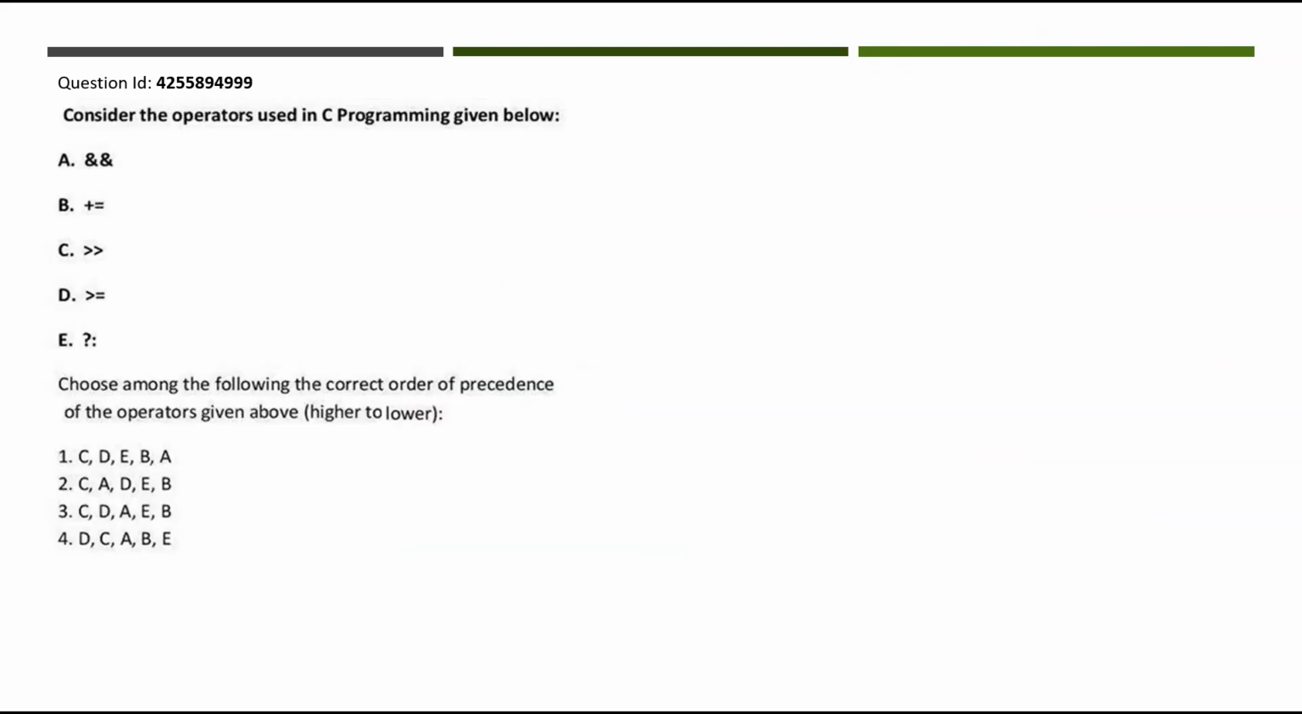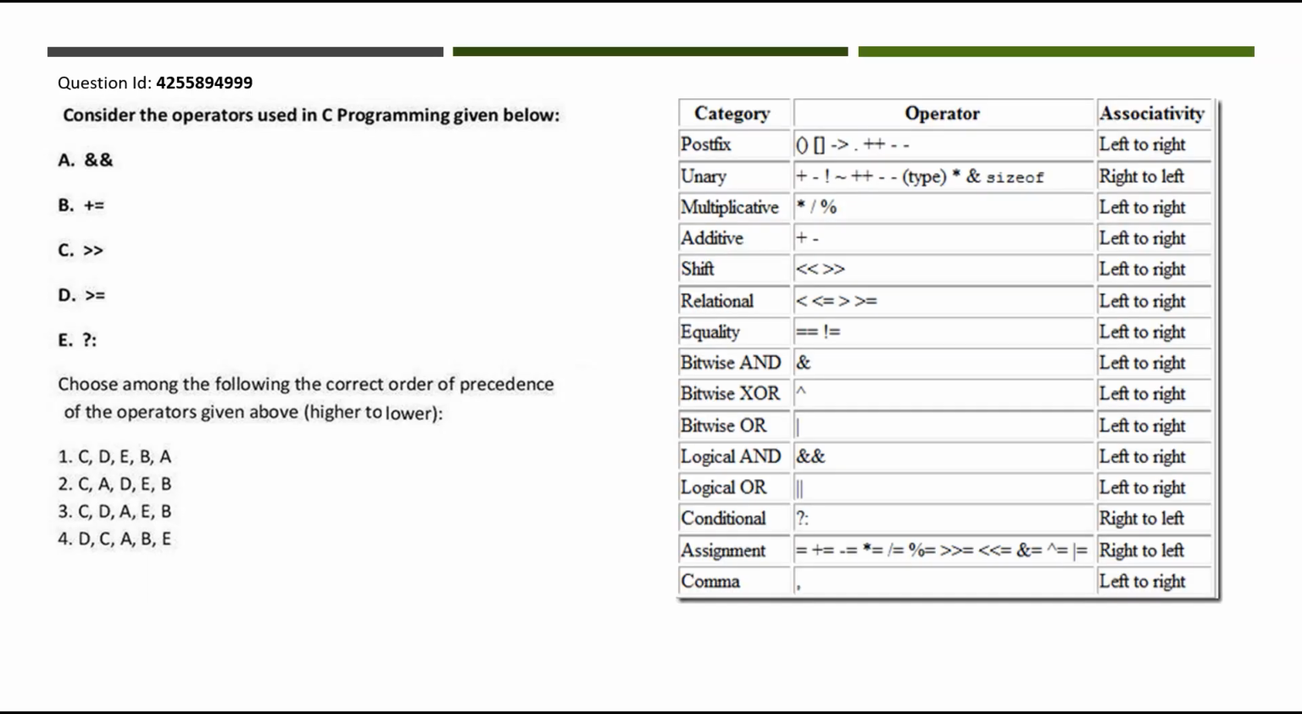Next question. Consider the operators used in C programming. We have been given 5 operators. Choose among the following the correct order of precedence of the operators given above. We have to start from the higher precedence and go to the lower precedence. So let's take the precedence of operator along with the associativity here. So now we will just see the symbol.